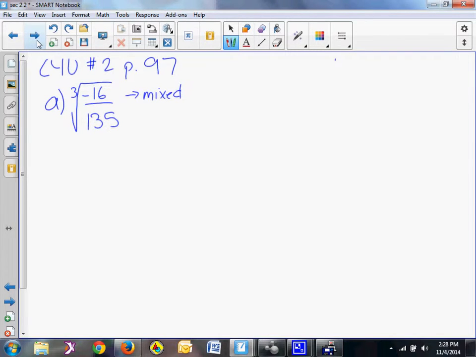So we're going to use this property in order to look at example 2. It says check your understanding on page 97. This is asking us to write this radical as a mixed radical. So what does that mean? It means we're going to have some numbers on the outside and some on the inside. You were probably taught this a different way than I do it. I'm going to show you the way I do it.